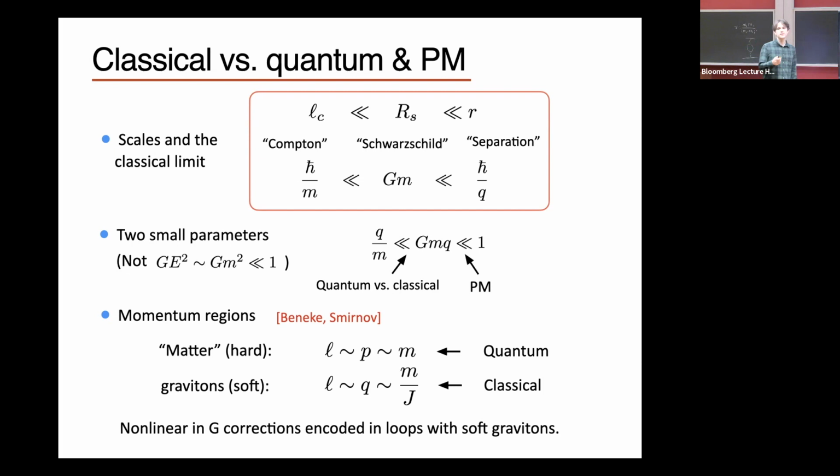Basically, if it's non-analytic in the momentum transfer, it's a long distance piece. And then, there are three scales here: the Compton wavelength of the particle, the Schwarzschild radius, and the separation. So there are two small ratios: Q over the mass, and then GM times Q. The Q over the mass basically controls the quantum corrections. So we don't care about powers of Q over the mass. We care about powers of GM times Q. If you can compute the piece of the diagram which is of the right order in GM times Q, then that encodes some classical correction.